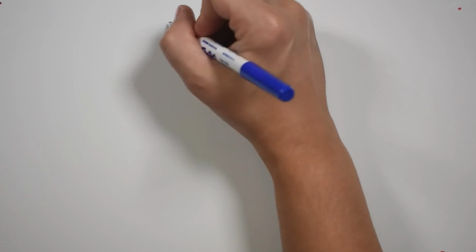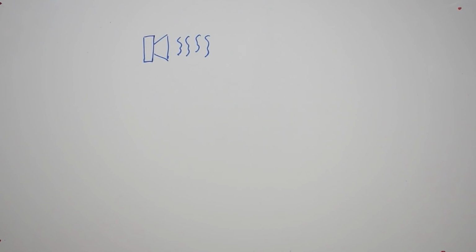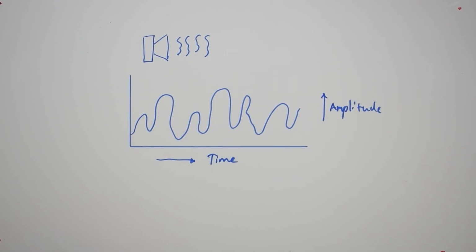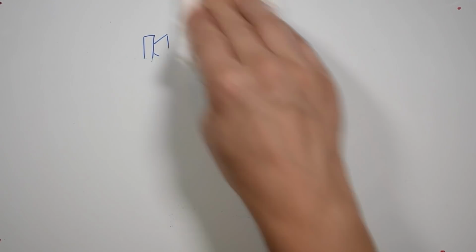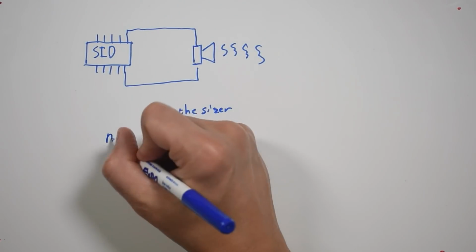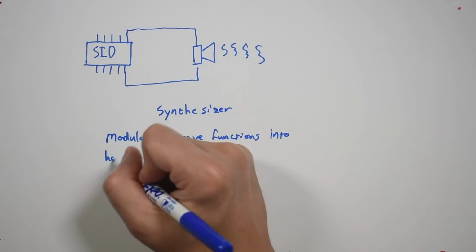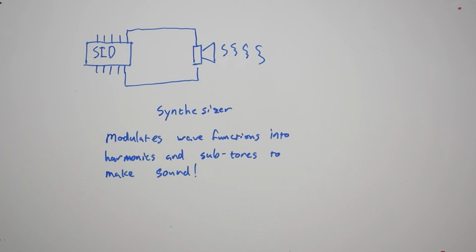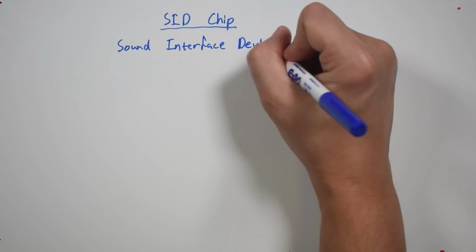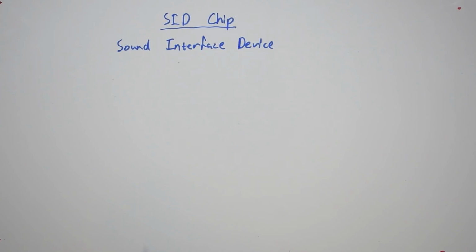Speakers create sound waves in the air by vibrating back and forth. But when we graph this over time, it looks like a wave like this. The SID chip is a synthesizer that modulates wave functions into harmonics and subtones to make sound. SID stands for Sound Interface Device. This chip has 3 voices, which allows us to play 3 sounds simultaneously.